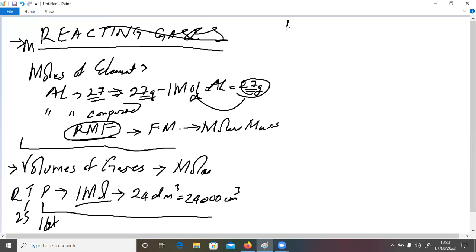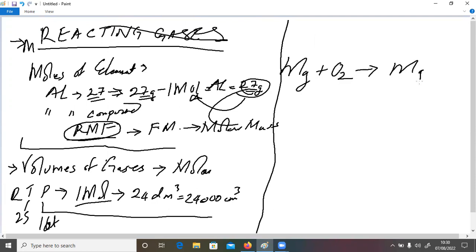After that, we came across the molar ratios in chemical reactions. Consider a reaction, let's say reacting magnesium with oxygen, to give magnesium oxide. This is a solid, this is a gas, and this is a solid. I make sure that this equation is balanced, so I balance it.